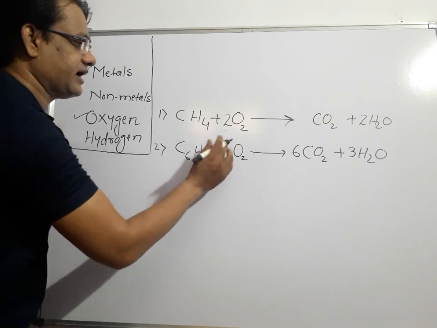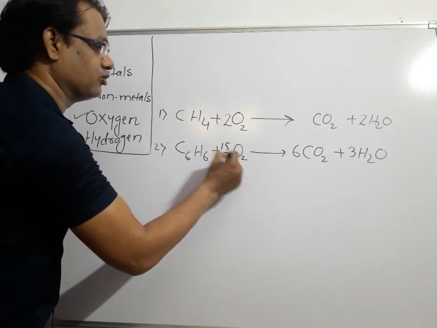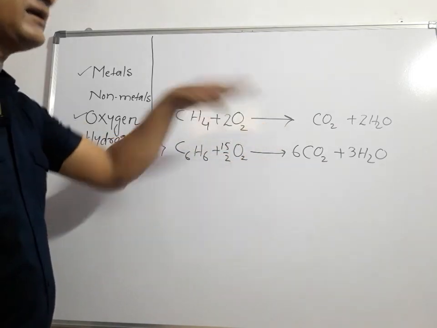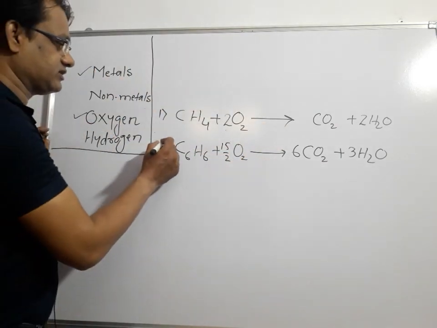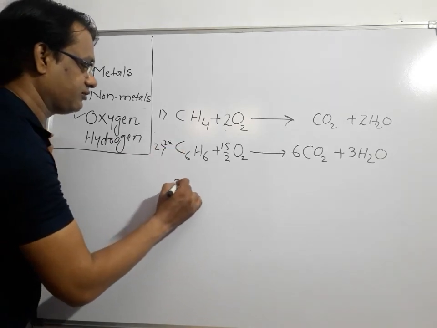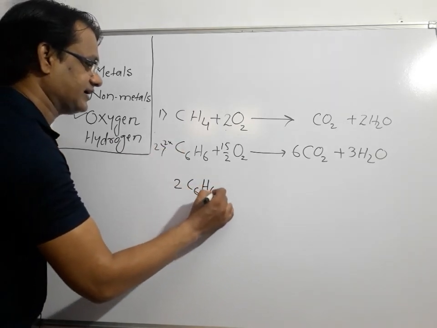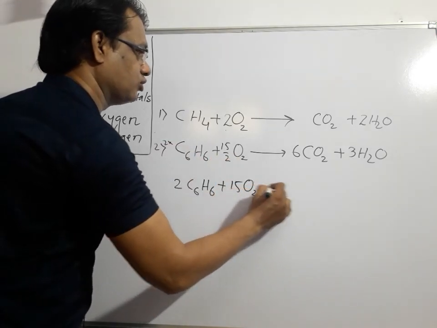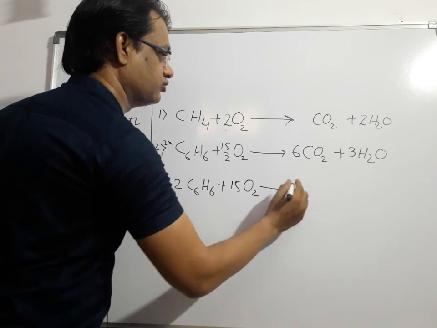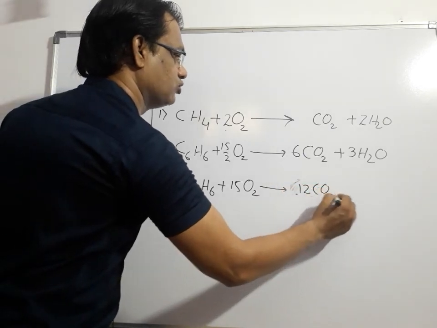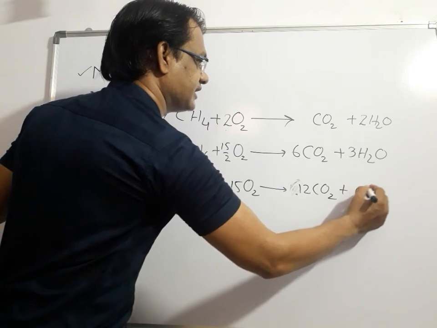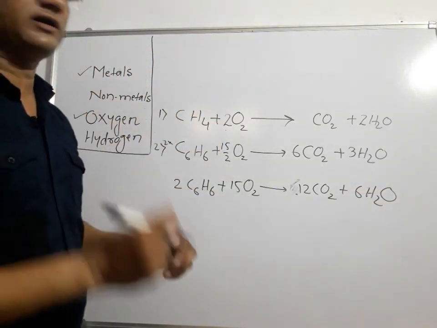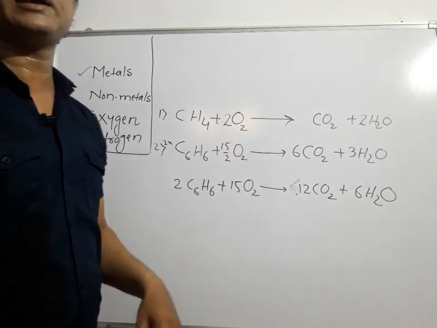So what will we write here? 15 by 2. Now as I told you earlier, we do not use fractions while writing a chemical reaction. So we'll multiply this equation by 2. So this equation will become 2C6H6 plus 15O2, and will form 2 into 6 is 12 CO2 plus 2 into 3 is 6 H2O. So by doing this trick, we can easily balance a chemical equation.